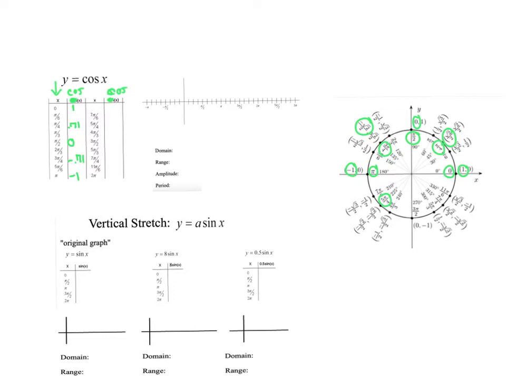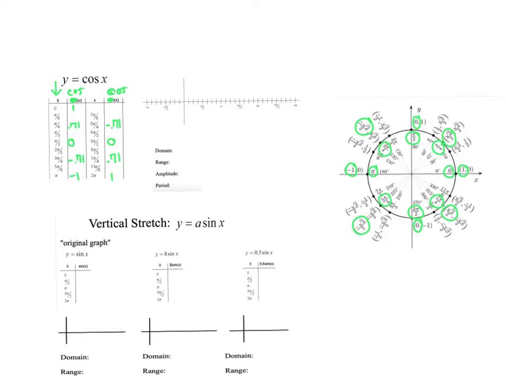At 5 pi over 4, my cosine is negative root 2 over 2, so that's going to be negative 0.71. At 3 pi over 2, my cosine is back to 0 again. And at 7 pi over 4, my cosine is root 2 over 2, that's positive 0.71. And then at 2 pi, my cosine is back to 1 again.